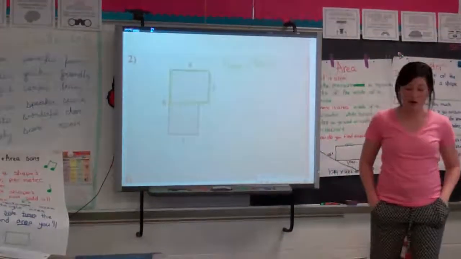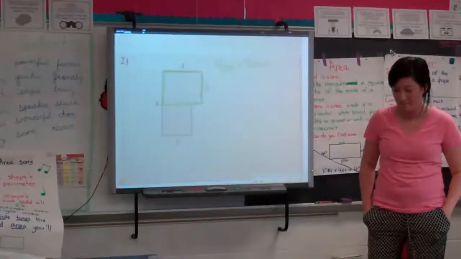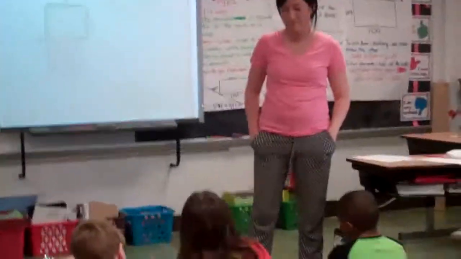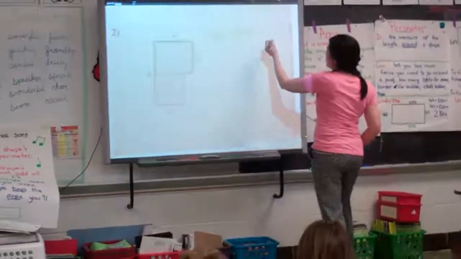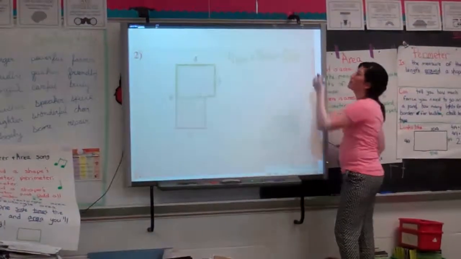Brianna's going to be our carpet calculator, so she's going to put everything in the calculator for us. What do we get? 12. So 4 times 3 is 12. Millimeters squared.